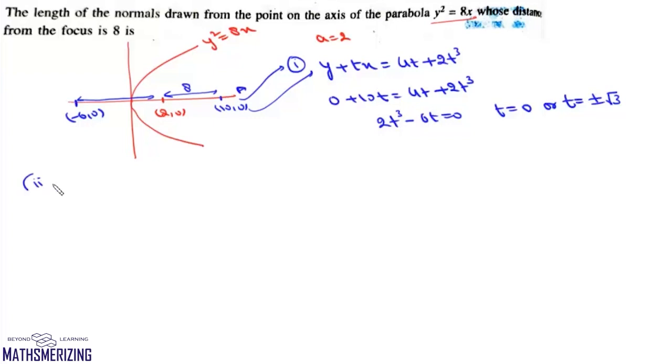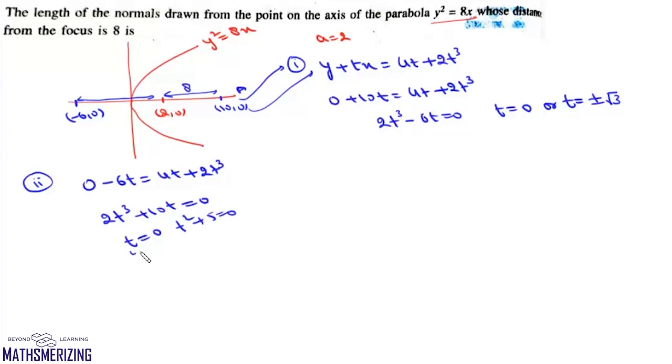Now if we take this point as (-6, 0), then in that case we'll write this equation as -6t = 4t + 2t cube. So now it will be 2t cube plus 10t equals 0. So we'll get t equals 0 or t square plus 5 equals 0. Now in this case we'll get only one value and that is t equals 0.